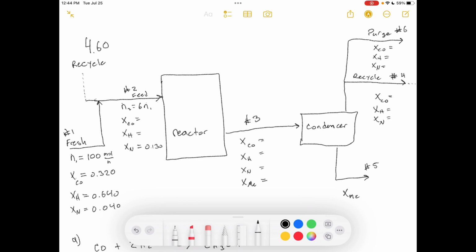Part A. For a basis of 100 mole fresh feed per hour, calculate the production rate of methanol, the molar flow rate and the composition of the purge gas, and the overall and single pass conversions. Okay, so basically we just have to solve for all of these unknowns, and there's a lot of them.